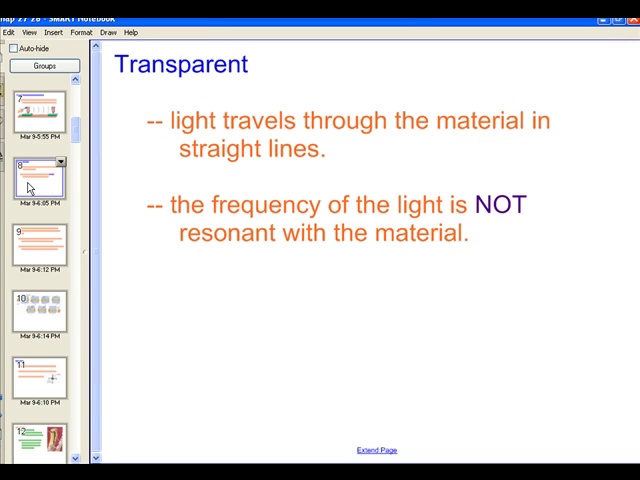You can also talk about what kind of light is going through, because just because you are resonant with one type doesn't mean you're resonant with another. So it's transparent on that. Anyone need a little more time on that?